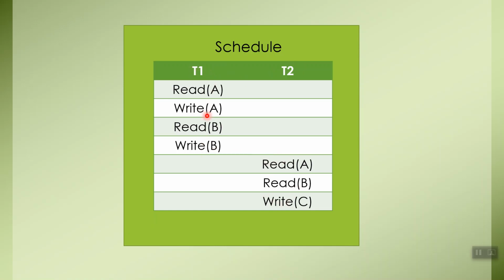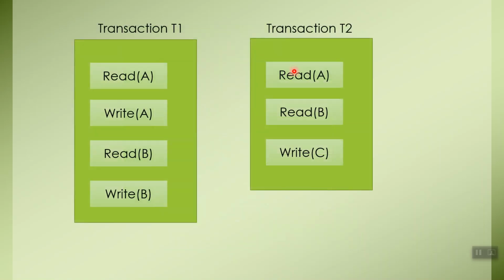Now if you observe, the sequence of the instructions that are present in T1 is the same as what we have seen in the previous slide. Similarly, the sequence of the instructions of T2 is the same as we have seen in the previous slide. That is, we have said that this is transaction T1, this is the set of instructions that it contains, and this is the sequence that is to be followed.